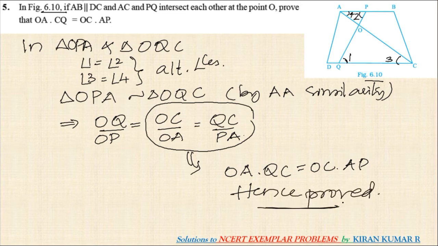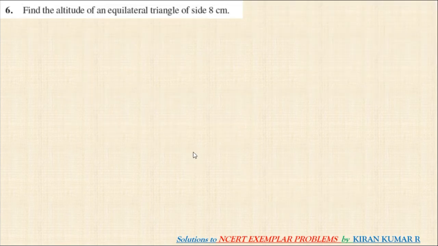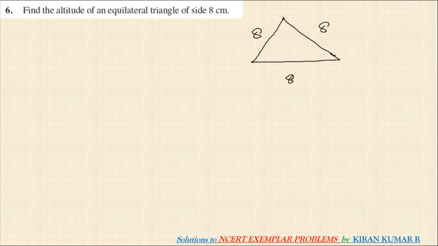We need to identify which triangles to consider and consider the similarity. I'll take up question number 6. Find the altitude of an equilateral triangle of side 8 cm. We all have learned Pythagoras theorem. We need to make use of Pythagoras theorem. It's an equilateral triangle, so all sides are equal to 8 cm. Now if you consider altitude, it acts as a median. So from here to here, the length becomes 4 units. So we need to find the length of h.